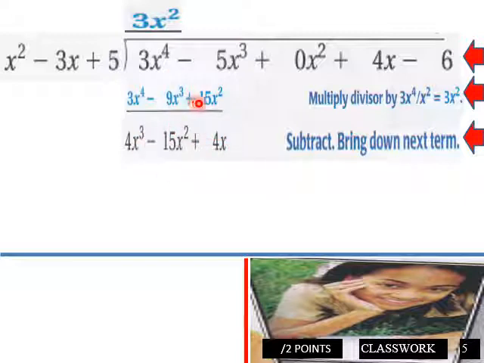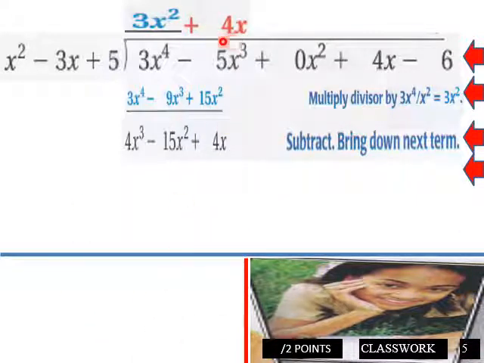And then 15x squared, we don't have one. We have a 0x squared. This becomes negative. Multiply divisor, and then we subtract. So we have negative 15x squared. And then 4x, we dropped our 4x down is what happens here.